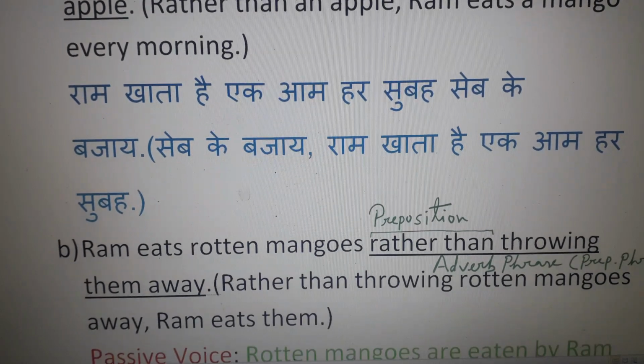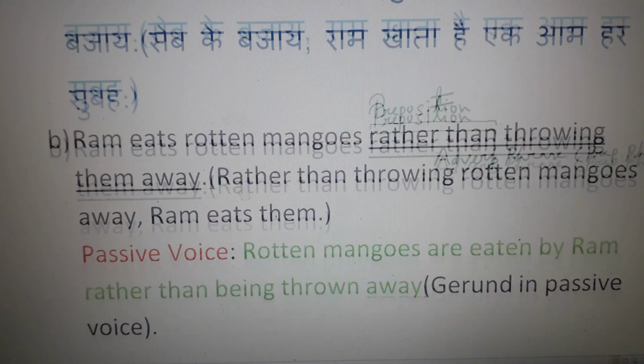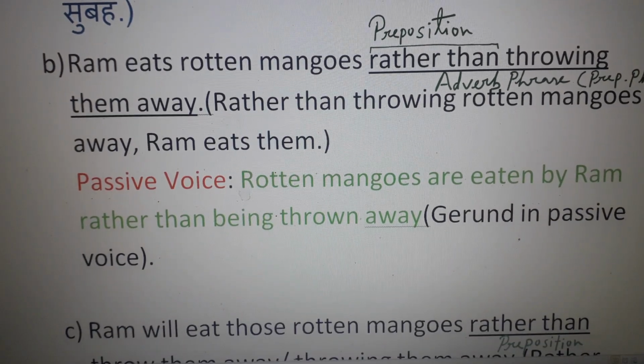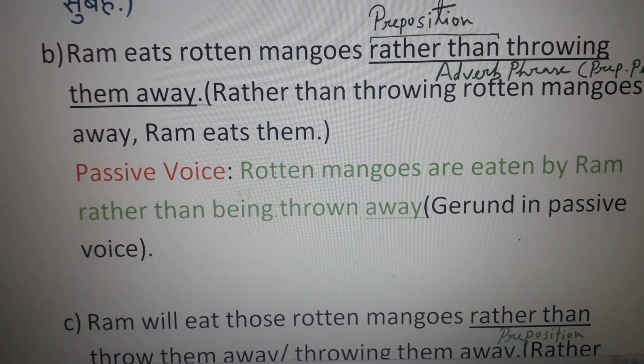Let us take second example. Ram eats rotten mangoes rather than throwing them away. Here again rather than has been used as a preposition and throwing them away is its complement, which is a gerund. This prepositional phrase is again functioning as an adverb phrase modifying or qualifying the verb eats.